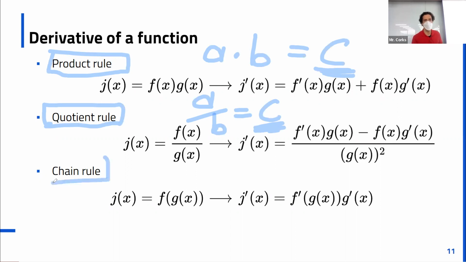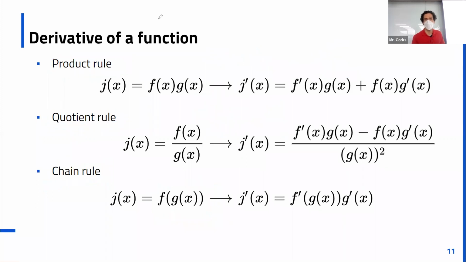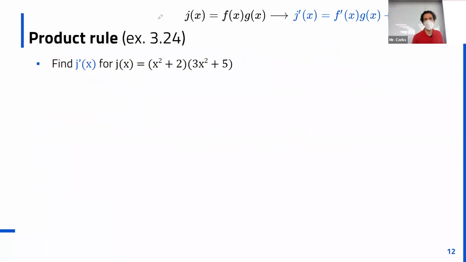And then chain rule is if we have nested, like one function inside another function. I'll explain that when we get to that one. Okay, so product rule first. Need to move this stuff over. All right, this is product rule.